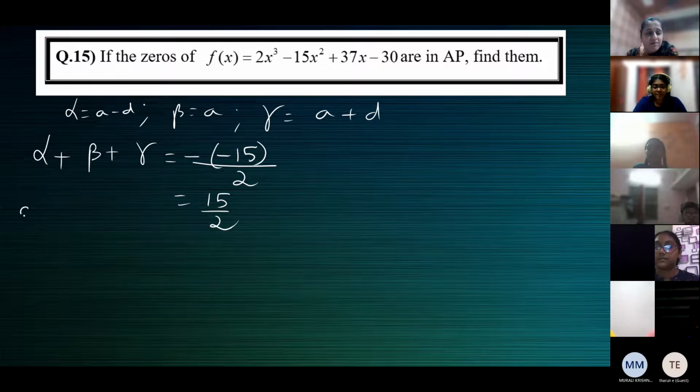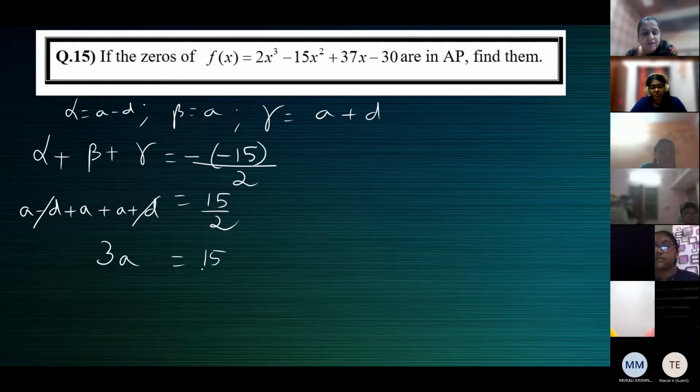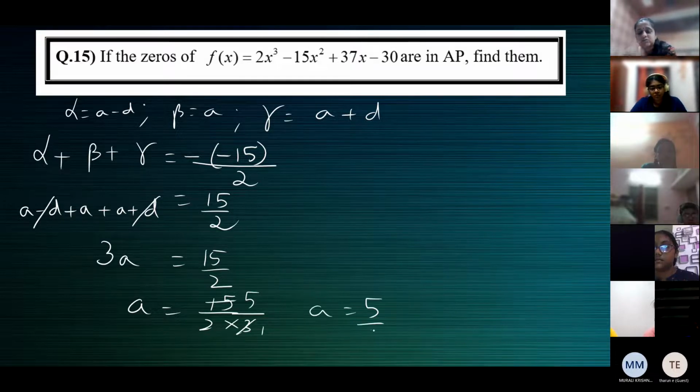So which means A minus D plus A plus D. These are the values of alpha, beta, and gamma. The sum is equal to 15 by 2. Minus D plus D gets cancelled. A plus A plus A is 3A. 3A is equal to 15 by 2. So A is equal to 15 by 2 divided by 3. 3 ones are 3, 3 fives are 15. So A is equal to 5 by 2. So we got the value of A.